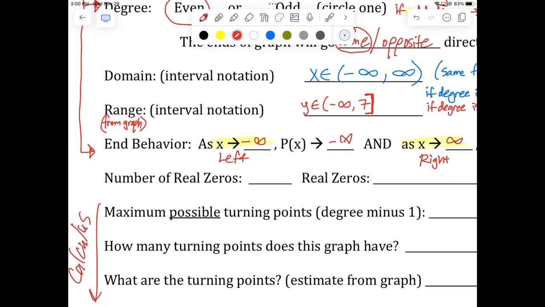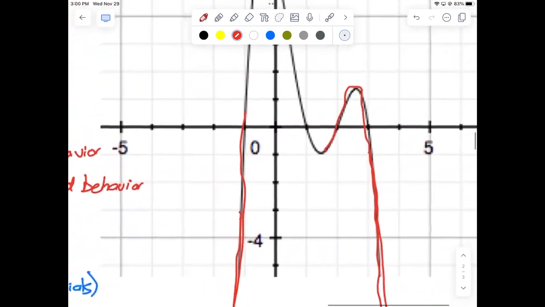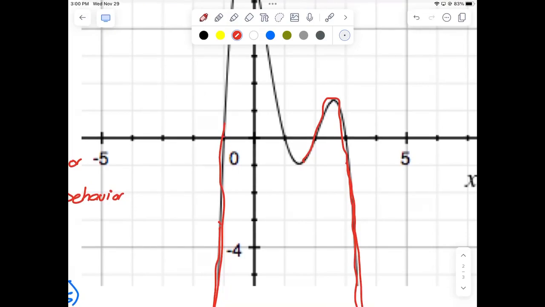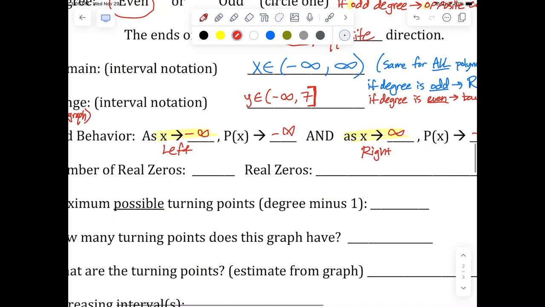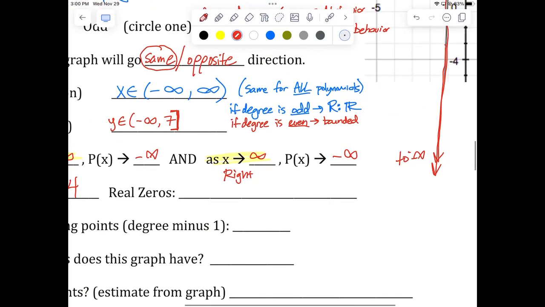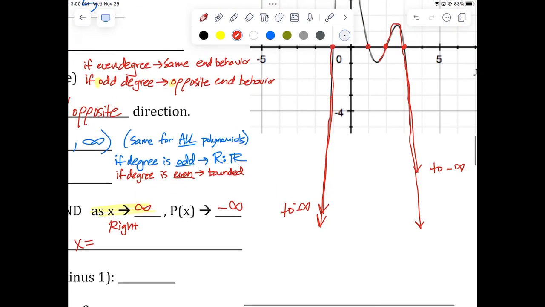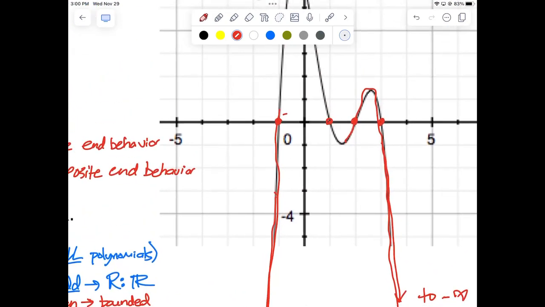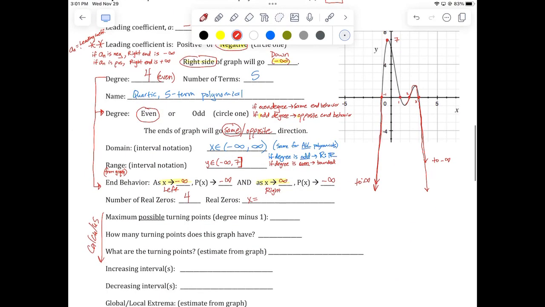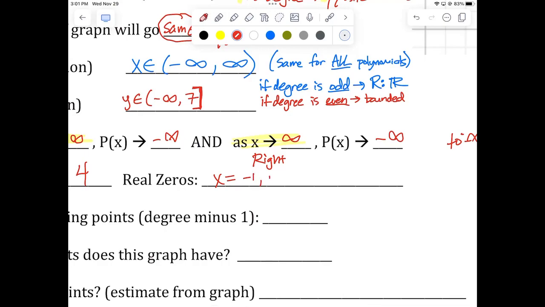Now, the number of zeros, what's the number of real zeros? How many real zeros do you see here? I see 1, 2, 3, 4. So it turns out that this is the maximum number of zeros a fourth degree polynomial can have. It can have up to 4 zeros. And I actually see the 4 zeros. What are the real zeros? Let's list them. It's x equals. It looks like it's pretty convenient. Negative 1, 1, 2, and 3. Pretty easy to list them. Negative 1, 1, 2, and 3.